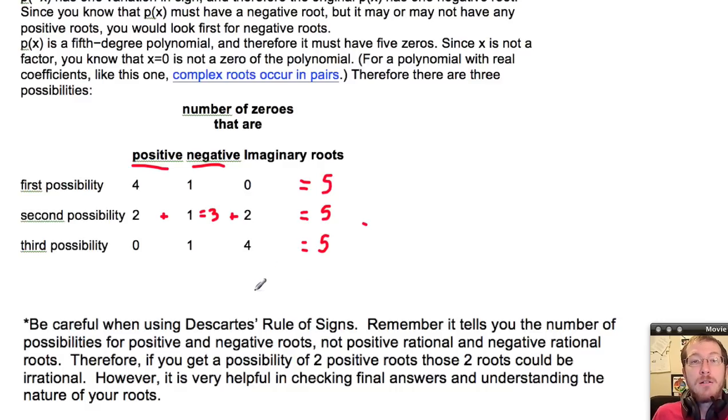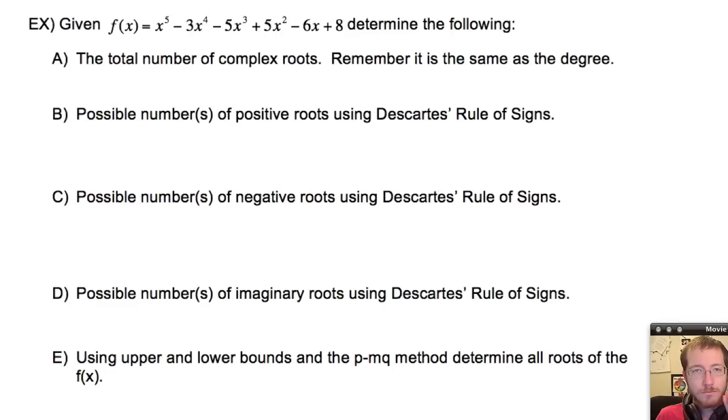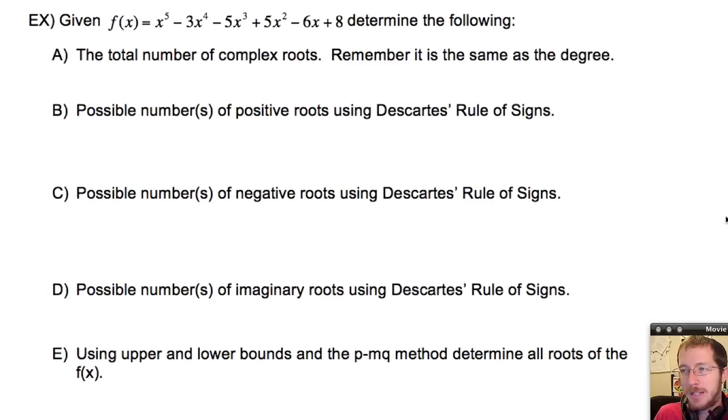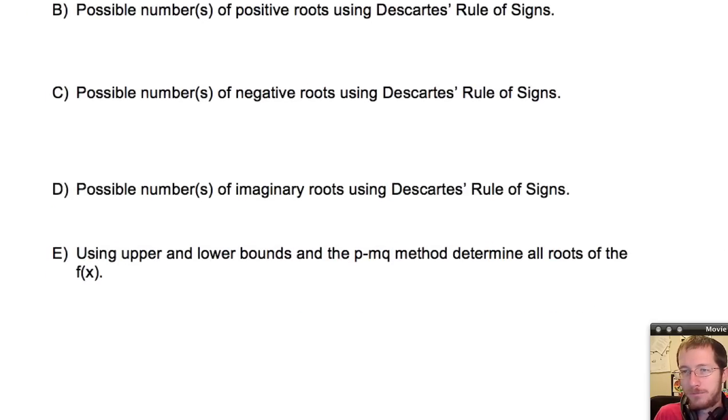And again, these are real roots. These don't necessarily tell you the rational roots. So it could also be the irrational roots with a square root symbol. Okay, so this example here, we're going to work through as fast as possible.